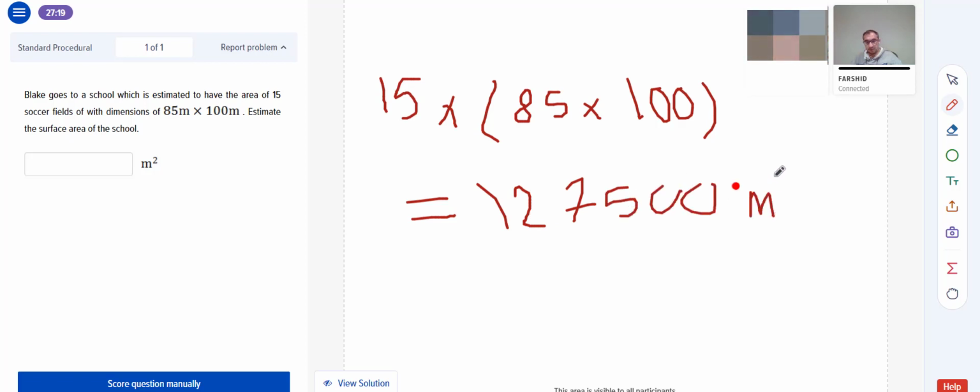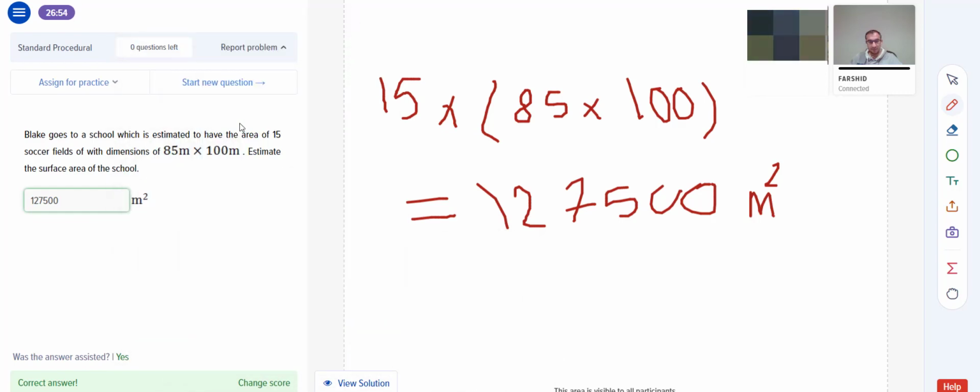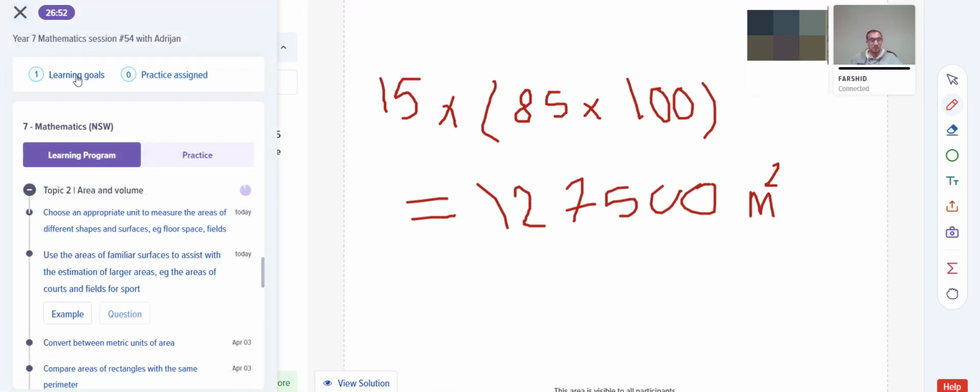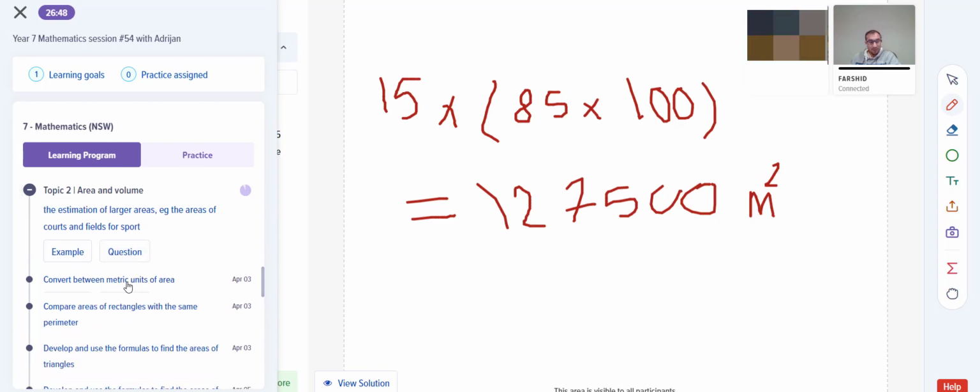Oh, okay, so this one is square meter. So type in here and then submit. Okay, so 127500. All good? Yeah. Okay, so type in and submit. Good. Good job. Next topic is about conversion between metric units of area.